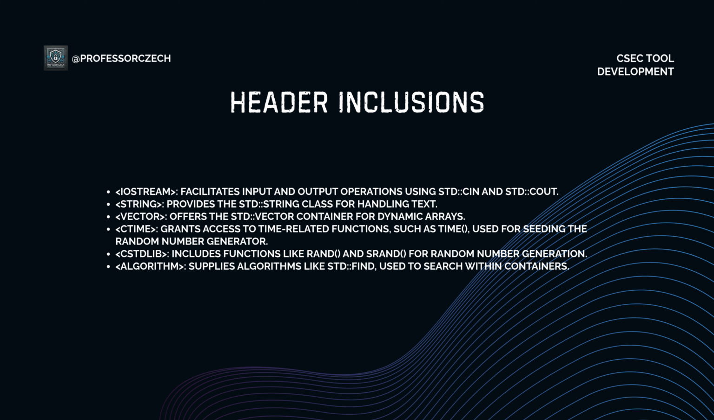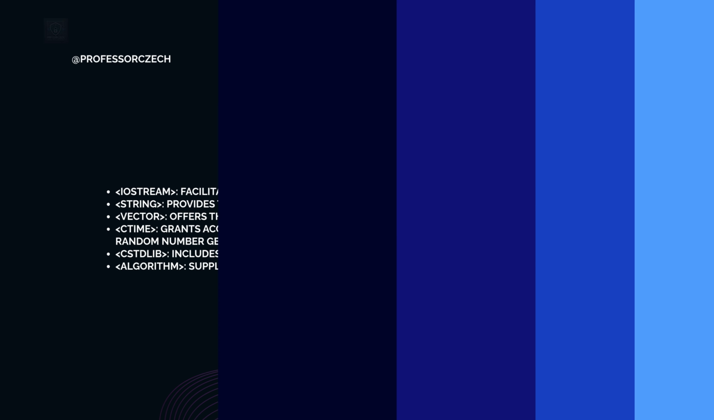We have cstdlib, which includes functions like rand and srand for random number generation. We have our algorithm, which supplies algorithms like std::find, used to search within containers.